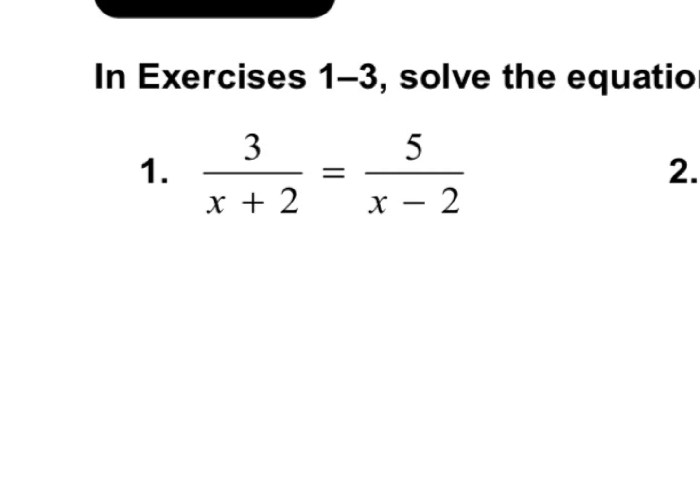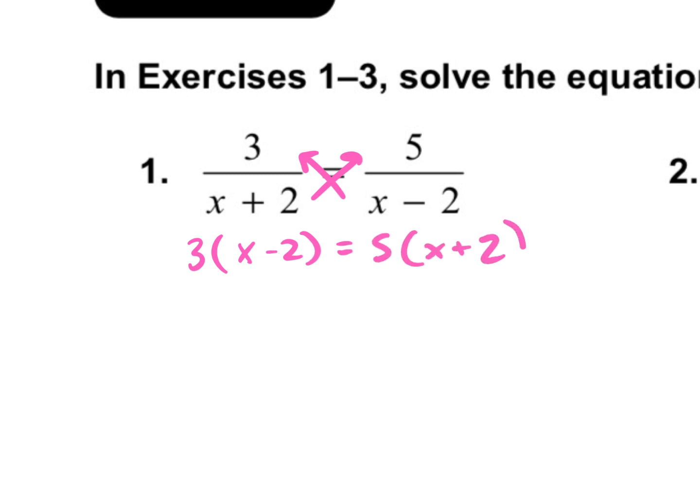When we have a fraction equal to a fraction, how would I solve here? Cross multiply, thank you. So we have 3 times x minus 2 is equal to 5 times x plus 2. What would I do next? Distribute. So 3x minus 6 is equal to 5x plus 10. Don't forget to distribute to the second number too. That was a common mistake that people made on the quiz.